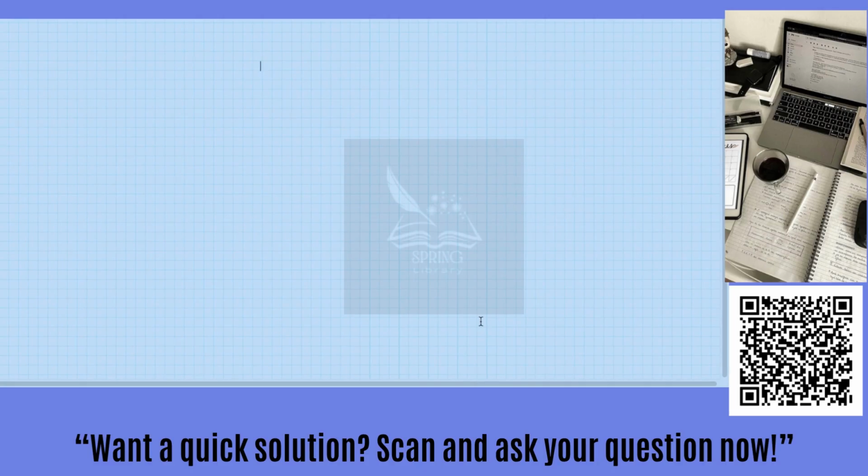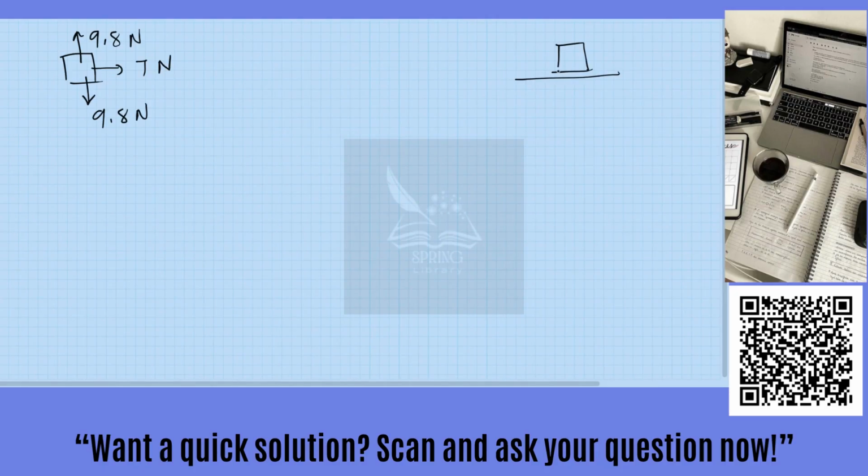So you're given a free body interacting diagram in your textbook, and you need to come up with a realistic scenario for what's happening. Okay, so first, your free body diagram, you have 9.8 newtons pulling down, 9.8 newtons pulling up, 7 newtons pulling to the right. Let's let these two figures be sitting on top of each other.